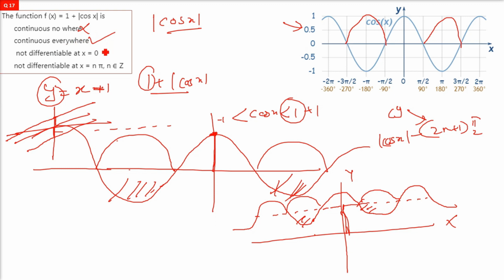Continuous everywhere is the only answer, because not differentiable at x equal to 0? No, it is differentiable. You see at x equal to 0, it is showing very good differentiability. At x equal to n pi also it shows very good differentiability. Only at 2n plus 1 pi by 2 is there no differentiability. So of all these options, only the second option is correct. It is continuous everywhere. These all are wrong. The second option is correct. So this is how this question is done.